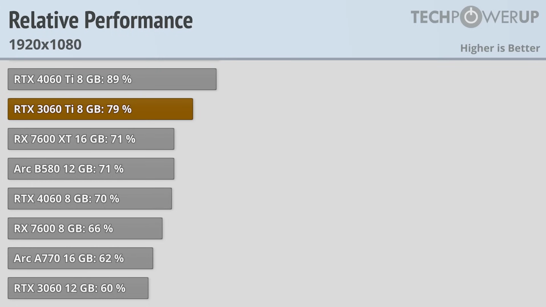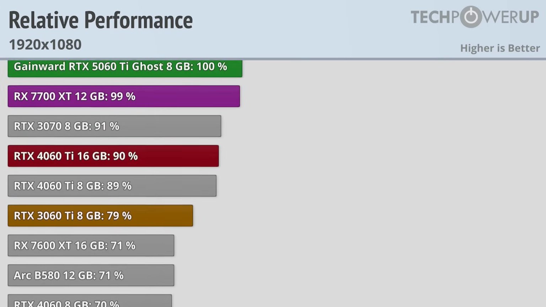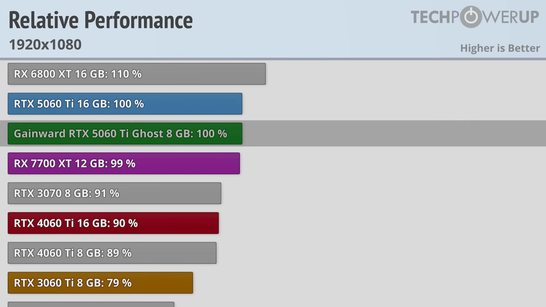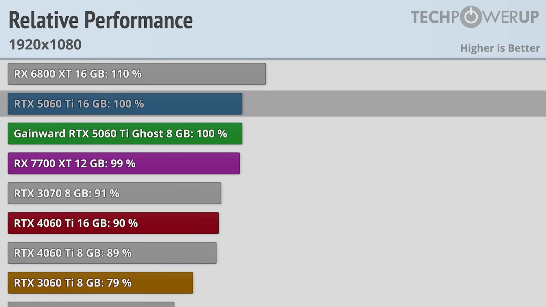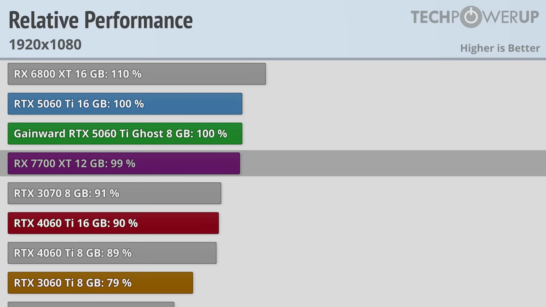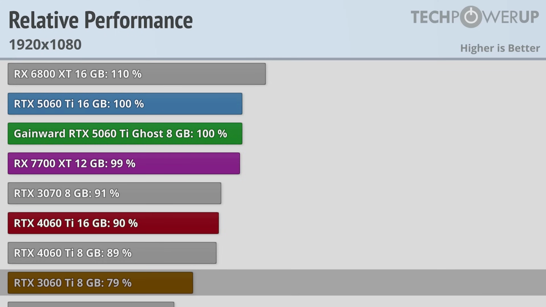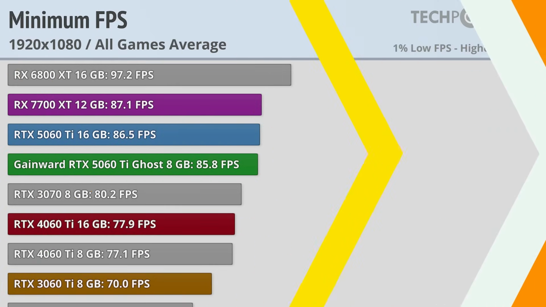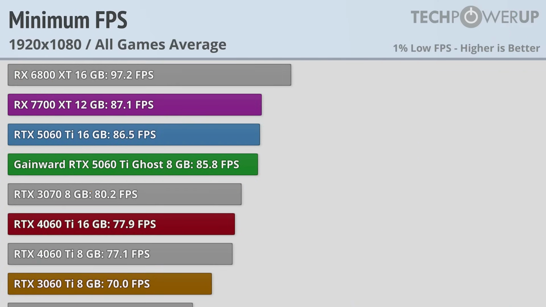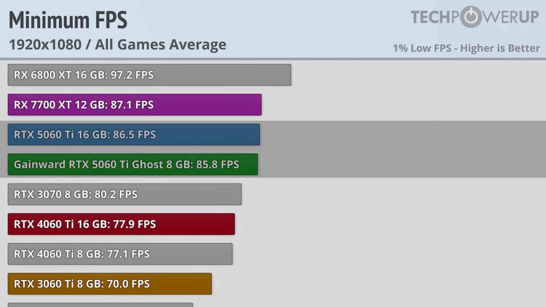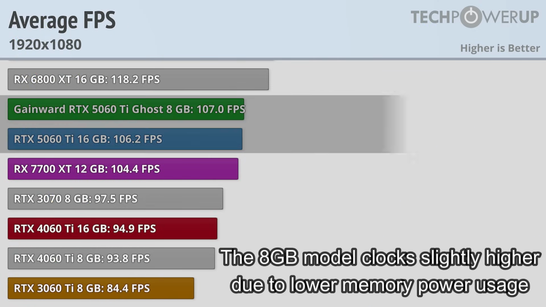And starting off at 1080p, we can see that our sample of the 5060 Ti 8GB from Gainward is basically tied with the reference RTX 5060 Ti with 16GB. That puts both these cards ahead of the RX 7700 XT, the RTX 4060 Ti, and the RTX 3060 Ti. This is all at ultra quality settings, and even going to the minimum FPS, we see that the cards are basically tied, with both cards delivering 86 FPS at all times. And when looking at the average performance, both cards are producing around 107 FPS.